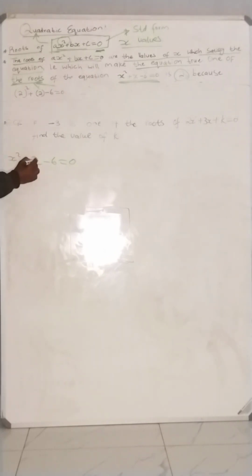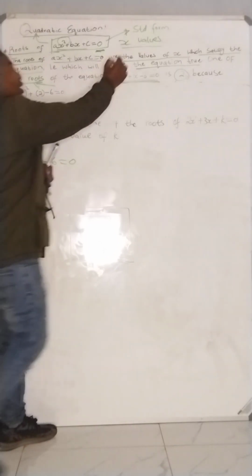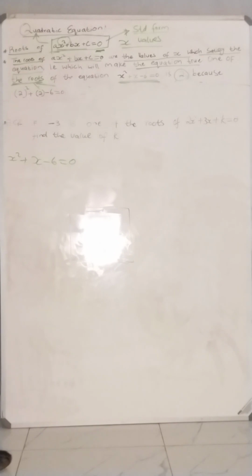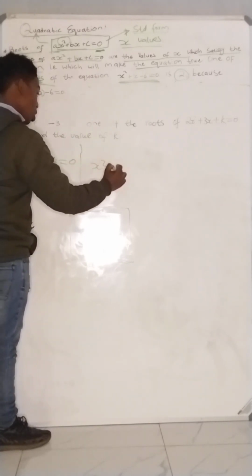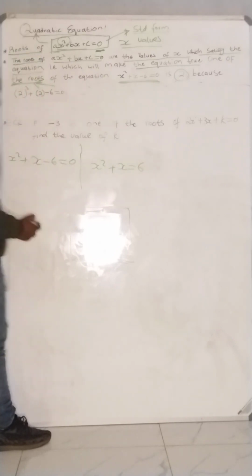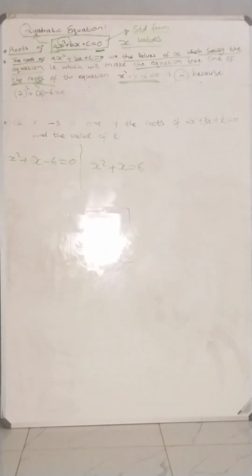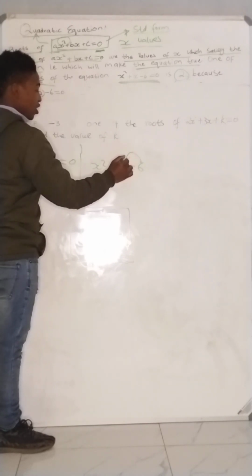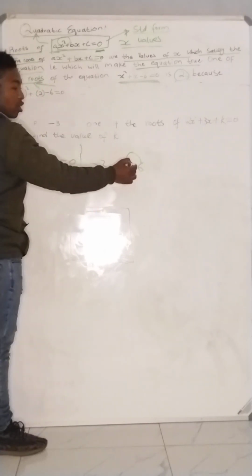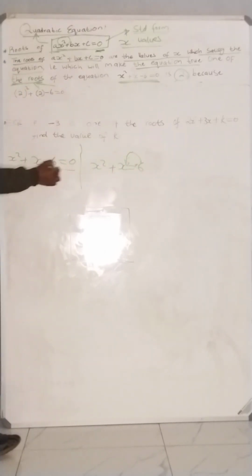Now, the first thing that you need to make sure is that your equation is in standard form. They can sometimes give you the equation not in standard form. For example, with this equation, they can say x squared plus x is equal to 6. This is still a quadratic equation, but it's not in standard form. So to put it in standard form, you simply take this 6 back to this side, and the sign will change from positive to negative, and then we say this is in standard form.